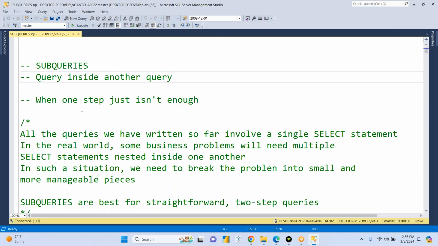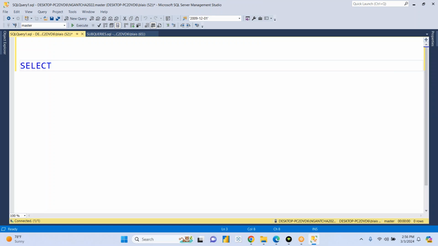So, when one step just isn't enough, this is what I saw in one article. It simply means that sometimes a single select statement is not sufficient to solve a problem. You will need to use two or more select statements to solve that question, and of course you have to combine them into one, putting one inside the other. All the queries we have written so far involve a single select statement. In the real world, some business problems will need multiple nested select statements. This idea of nesting, we've talked about with functions: when you put a function inside another function, that's nesting. We're also going to see that in queries, you can put a query inside another one.